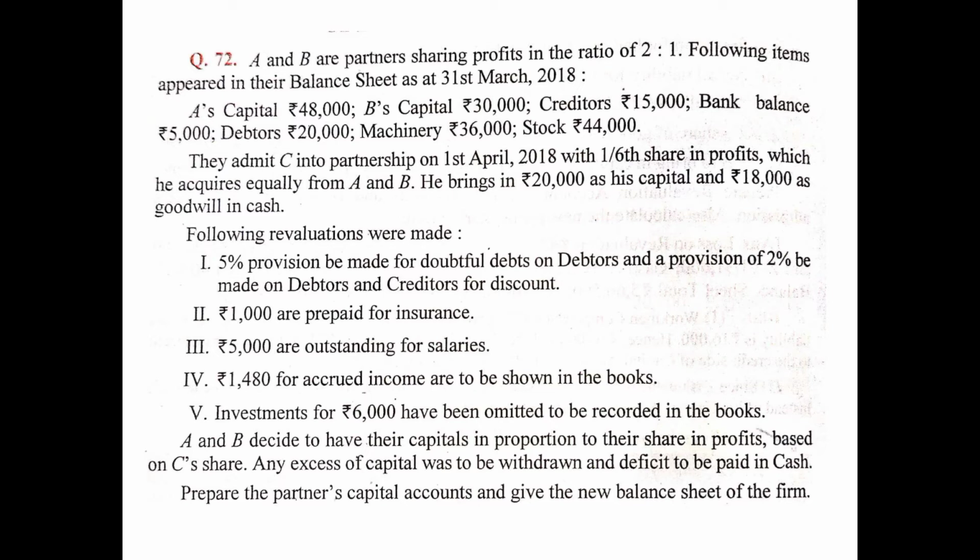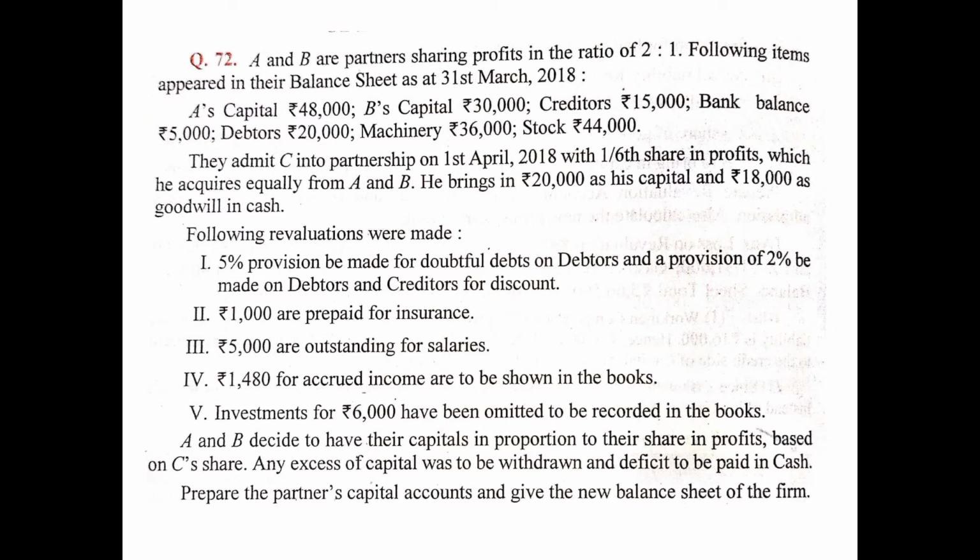Again it is an unrecorded liability, so while we record it, it will increase the liability, and such increase in liability will be shown on the debit side of revaluation account as to outstanding salary 5,000, and it will be shown on the liability side of the balance sheet of the new firm after admission.